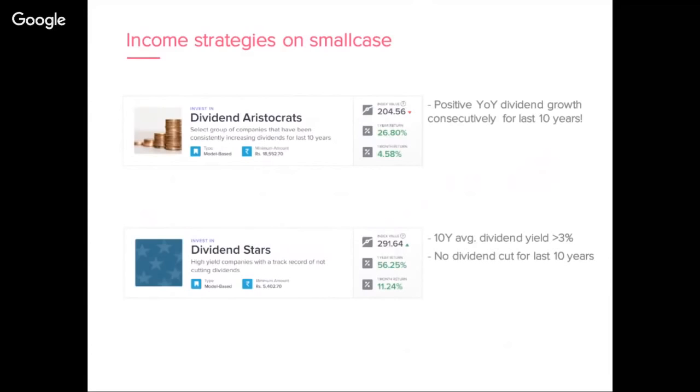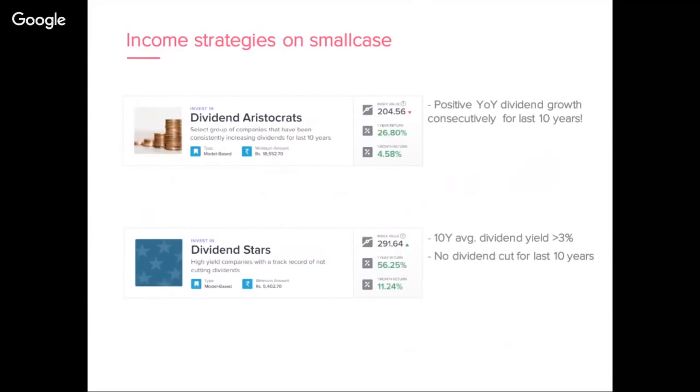Now, when one decides to invest into such a smallcase, he can surely say that the dividend income that he would receive from his investment will keep on increasing in future also, because the companies have a tendency to keep on increasing their dividend payouts.